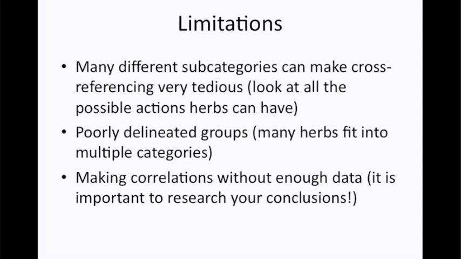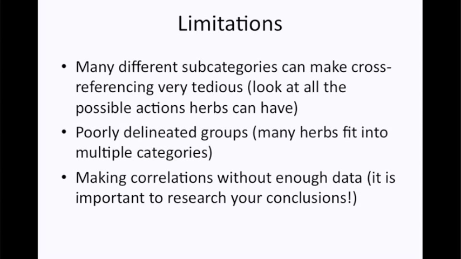So there are obviously limitations. My example was cherry-picked so that all the categories fit nicely, but as you'll see, not everything works that way. Some things that make it a little more difficult are if there are many different subcategories, and this can make the cross-referencing very tedious. And if you are familiar with herbs, you'll see that there are so many different possible actions that this is one of the issues that you can run up against. And I suggest just to try to make it simple. If there's too much cross-referencing going on, try to pick the subcategories that are most prevalent.